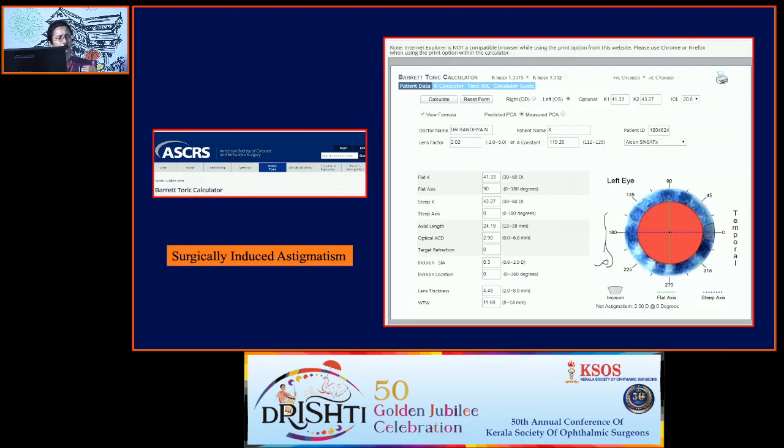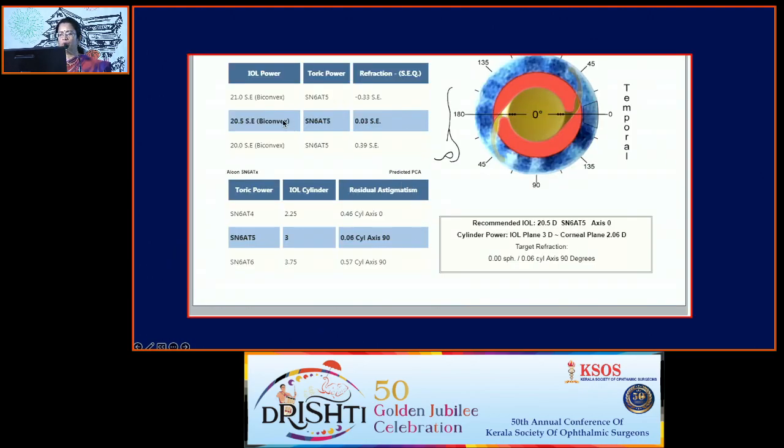Coming to IOL power calculation, the most widely used formula is the Barrett toric calculator. It is available free online on the ASCRS and APACRS websites. What you have to enter are the K readings, the axis of the K, the incision location and the surgically induced astigmatism. Then it will calculate and give you the IOL power that is needed, and also the axis of alignment of the IOL. It also gives the residual refraction if you place this IOL in the eye.